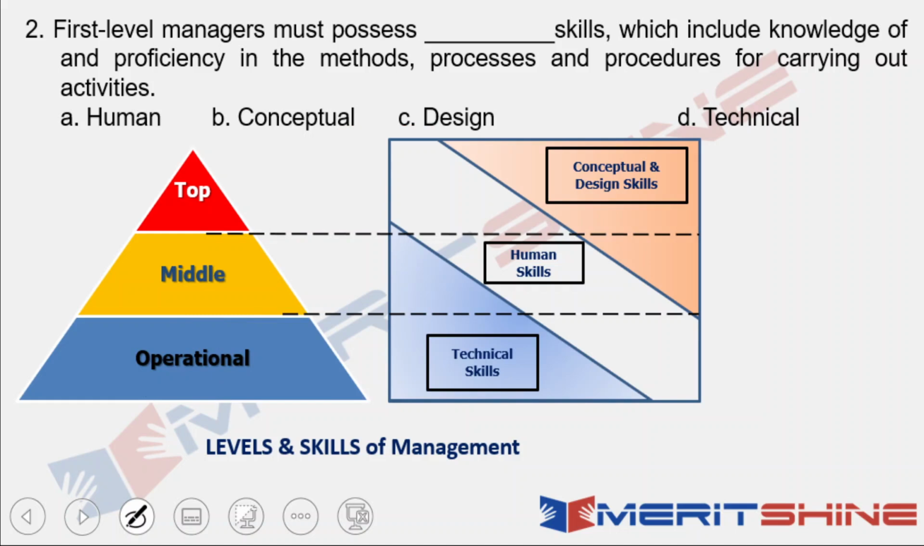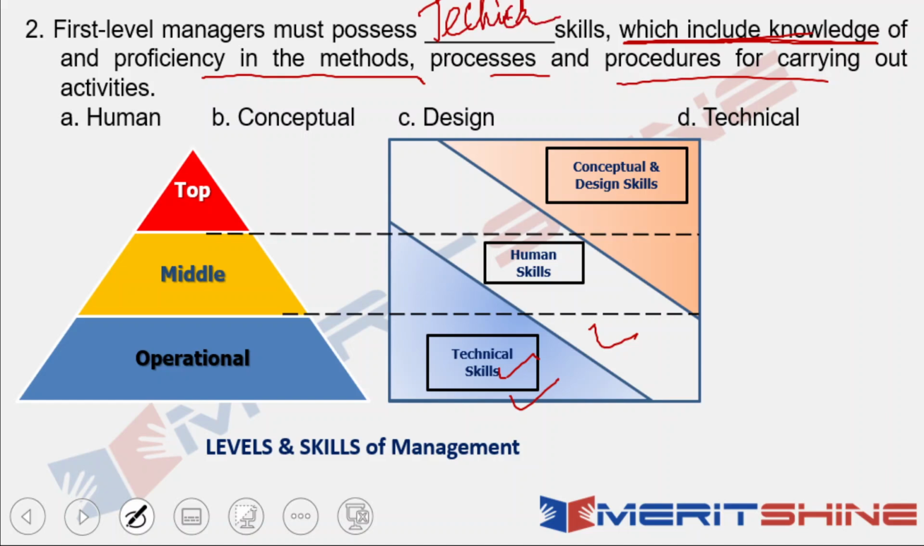Now let's look at the question here. First level of managers must possess what kind of skills? They require both technical as well as human skills. But then the question goes further and explains which one has to be chosen for the blank: which include knowledge and proficiency in the method. Knowledge and proficiency in the method, process, procedure, that ought to be technical skill. That cannot be human skill. So your answer should be D, option number D.